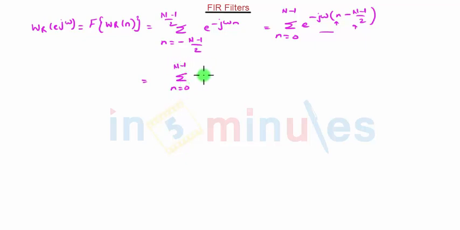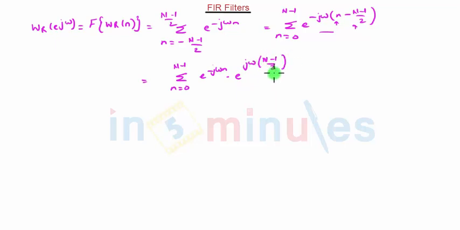You can prove it like this: WR of e raised to j omega is equal to the Fourier transform of WR of n. That is, by definition of the Fourier transform, summation n is equal to minus (N minus 1) by 2 to (N minus 1) by 2 of e raised to minus j omega n. That will be summation n is equal to 0 to N minus 1 of e raised to minus j omega (n minus (N minus 1) by 2). Now we will separate these terms. After separating, we get summation n is equal to 0 to N minus 1 of e raised to minus j omega n into e raised to j omega into (N minus 1) divided by 2.